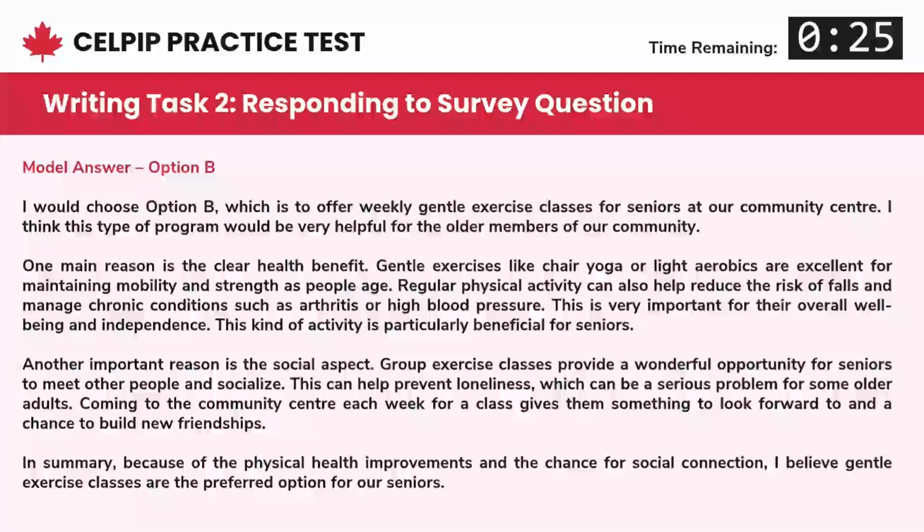The writer uses common linking words like one main reason is, and another important reason is, to guide the reader through the argument smoothly. The vocabulary is generally at a B1 level, making it accessible, but it also incorporates two effective B2 stretch words, beneficial and socialize. The Canadian spelling of center is also correctly used.